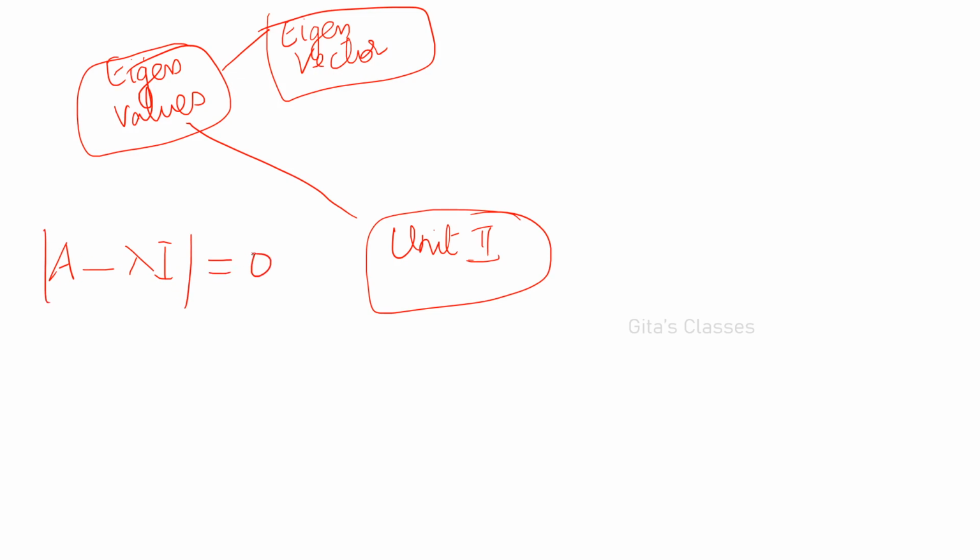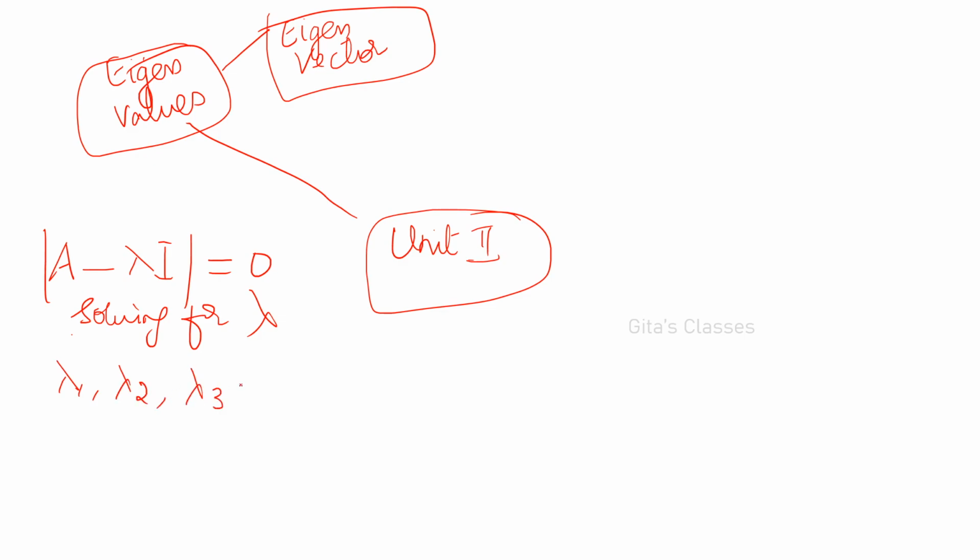You will write the determinant of A minus lambda I. Lambda is any number. Determinant of A minus lambda I is equal to 0. You write this matrix and equate that to 0. You will get one equation in lambda, and solve for lambda. Suppose A is a 3 by 3 matrix, you will be getting lambda 1, lambda 2, lambda 3.